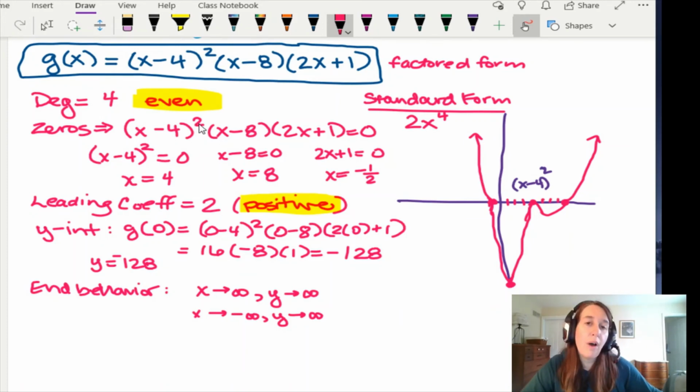So what we want to start noticing then is in the factored form, we can see what's called multiplicity. How many times does the 0 happen? So this 0 happens twice, so it's going to look like a quadratic. This 0 at 8 happens once, so it's going to look linear. It's just going to pass right through. And then this 0, 2x plus 1, negative 1/2 being the 0, also you just pass right through. That one looks a little messy on my graph, but you still get the idea. It just goes right through, okay? And that squared is called even multiplicity.